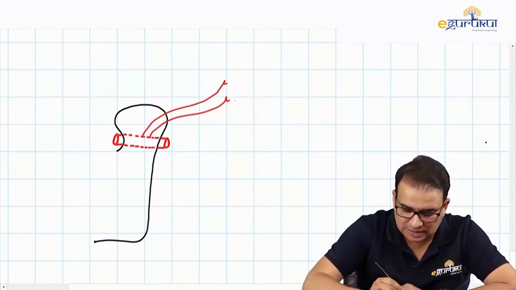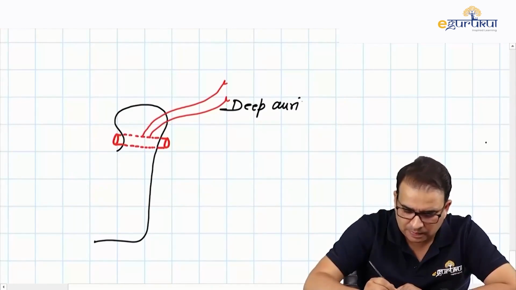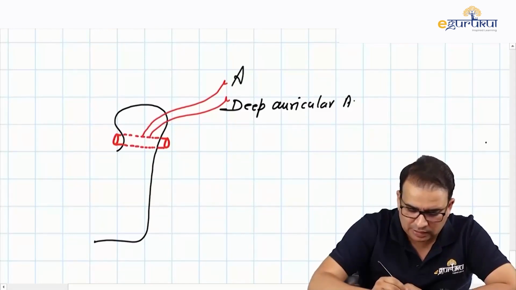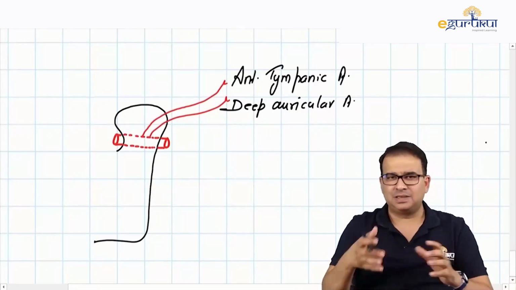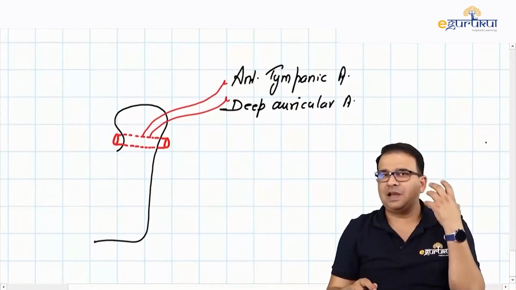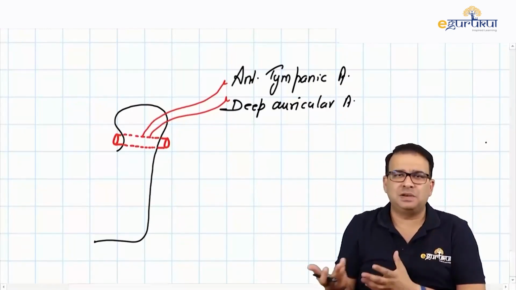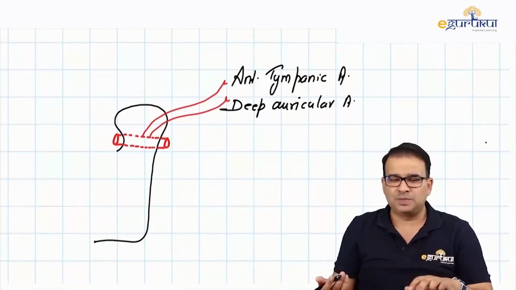One is called the deep auricular artery, and the other one is called the anterior tympanic artery. See, if you remember these things here itself, when we discuss the blood supply of the middle ear or external auditory canal, things will become easy for us. We already heard of these branches.